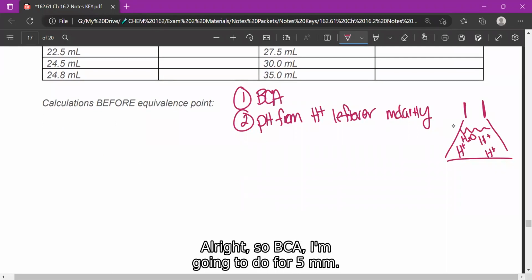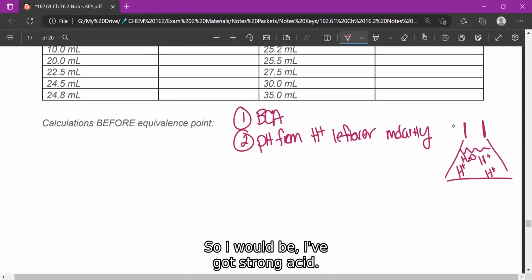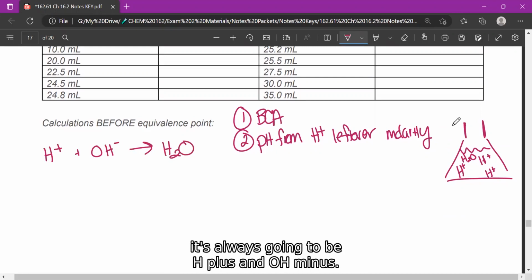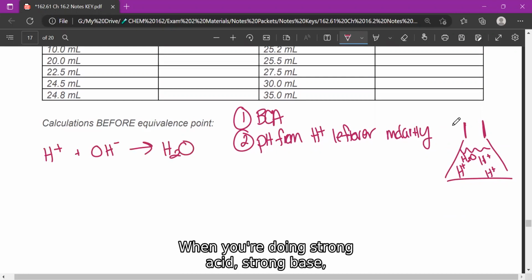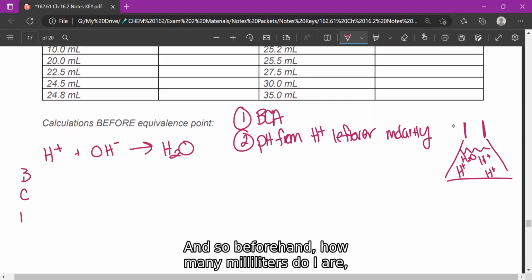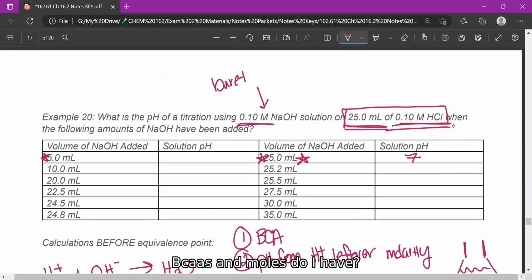All right, so BCA, I'm going to do for 5 milliliters. So below, I'm going to show you the calculations for 5 milliliters. Okay, so I've got strong acid, strong base, makes water whenever they're neutralized. It's always going to be H plus and OH minus when you're doing strong acid and strong base. Okay, I'm going to do a B and a C and an A. So beforehand, how many moles of acid and base do I have?